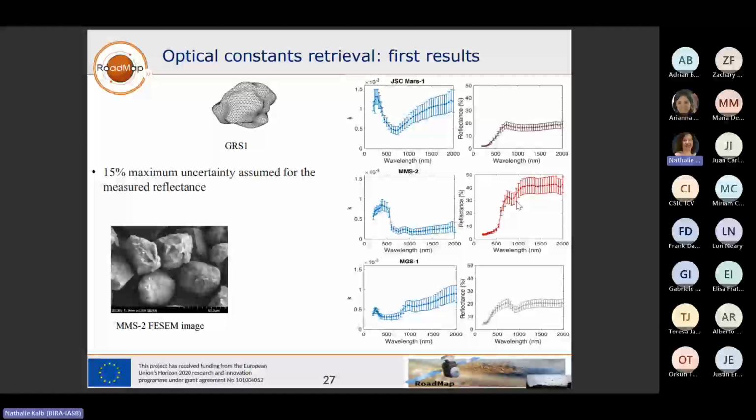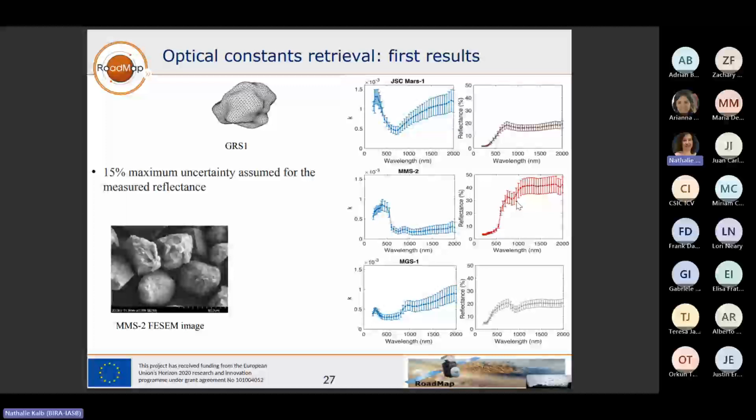Okay, so here were the first results of the GRS1 particles that we used. For the uncertainties, we used 15% of maximum uncertainty. This was assumed for the measured reflectance spectrum. We carried out some measurements and came to the conclusion that the maximum error is 15%. Just to be safe, we assumed that over the whole spectral range. So here on the left side are the retrieved imaginary parts of refractive indices, and on the right are the measured reflectance spectra with the errors.